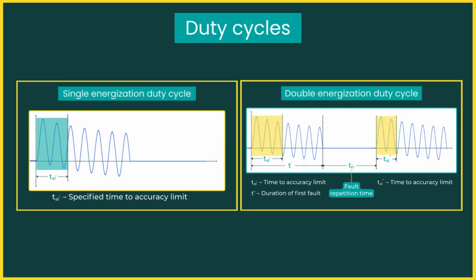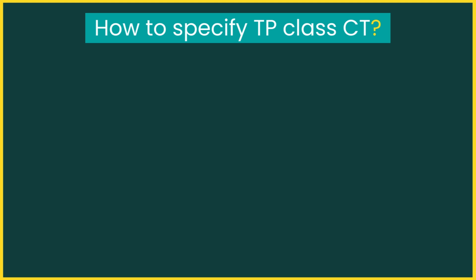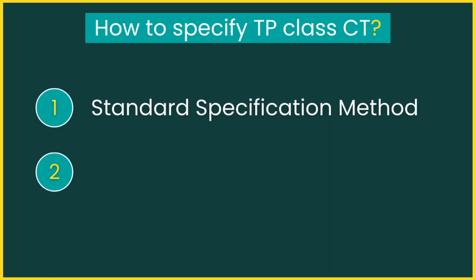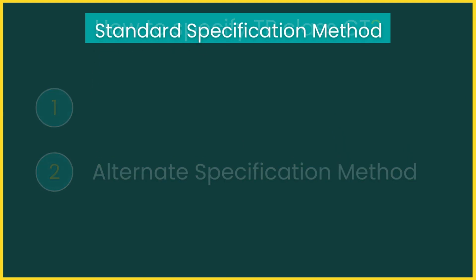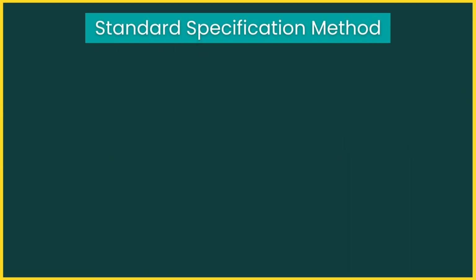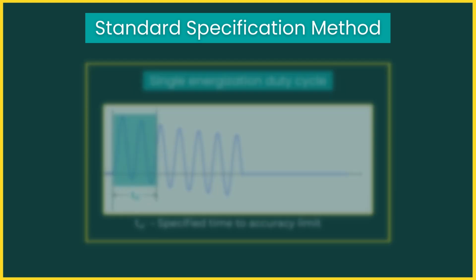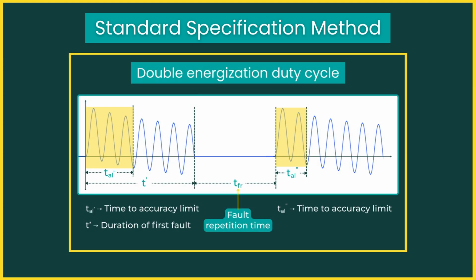Now that we understand the duty cycle definitions, let us look at how to specify a TP class CT. There are two methods in IEC 61869 Part 2: the standard specification method and the alternate specification method. First, let us look at the standard specification method. This method is used when one specific duty cycle, whether single energization or double energization, fully defines your protection requirement.